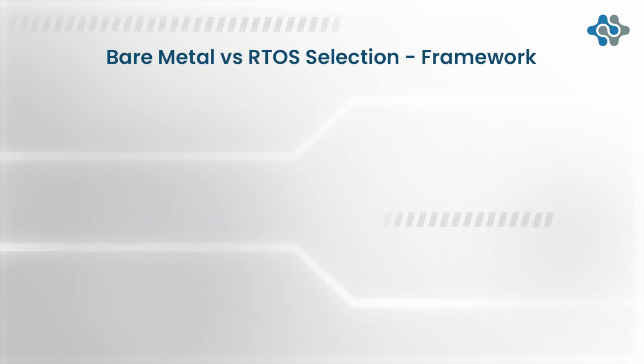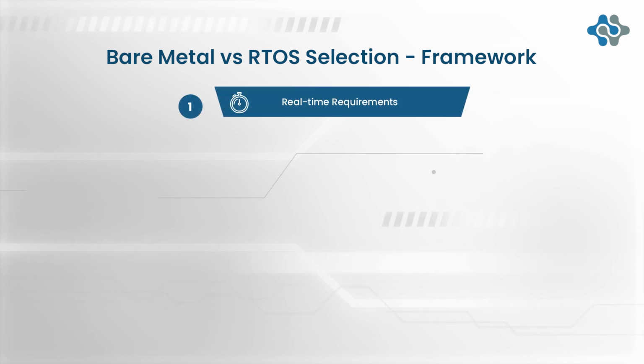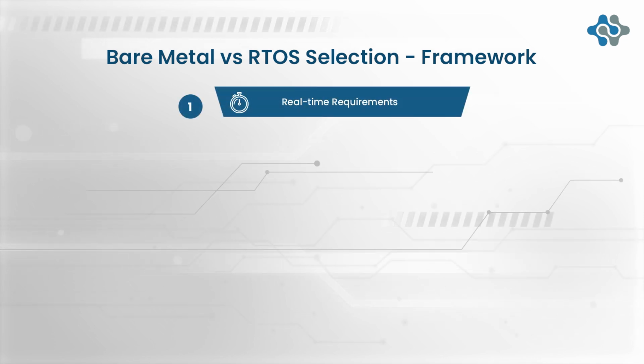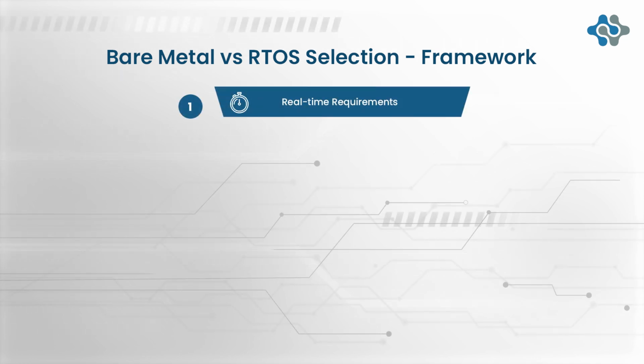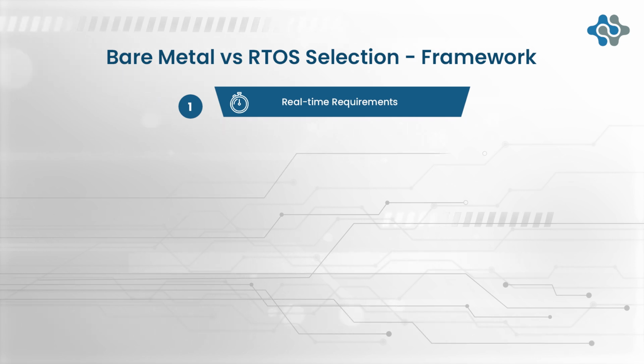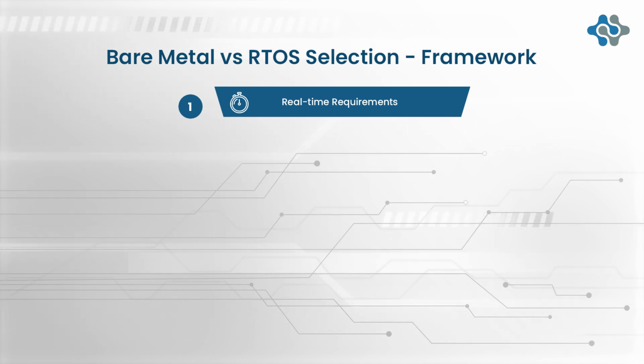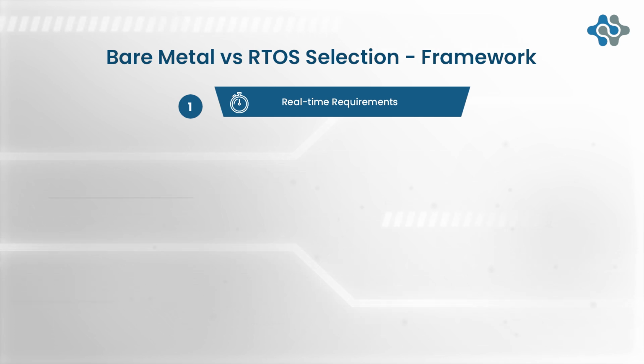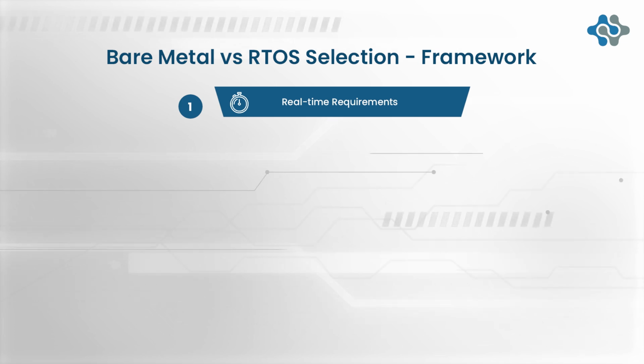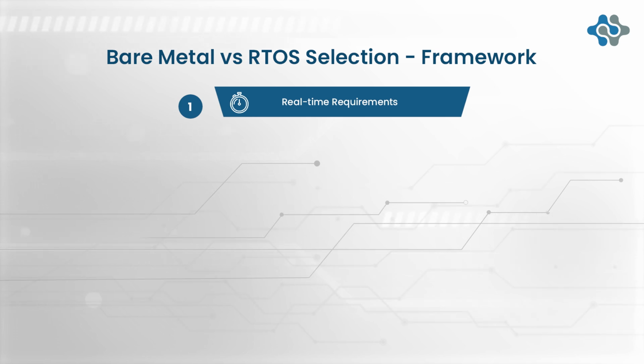First criteria, real-time requirements. Does your system have hard real-time deadlines? Or is it soft real-time? Bare metal can do simple real-time in ISR, but for complex interacting real-time tasks, an RTOS with a preemptive scheduler is usually necessary to guarantee response times.